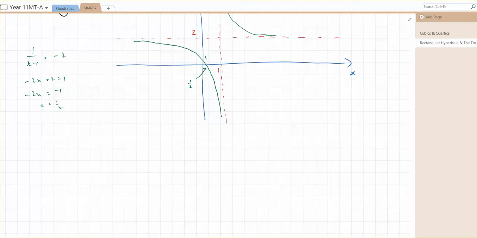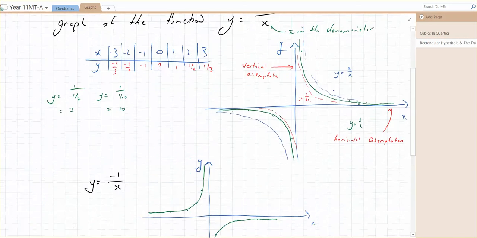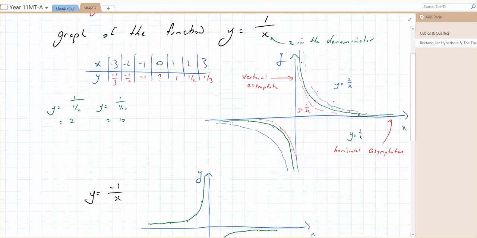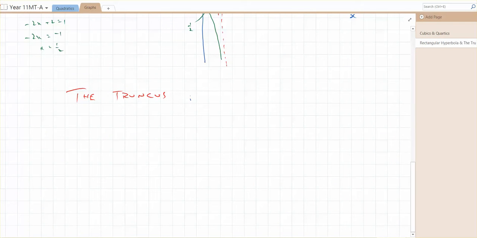You haven't got all night, and we're now going to have a look at the grandly named truncus. The truncus. What a fantastic name that is. So what did I write up here for hyperbola? The result from the graph of the function y equals 1 on x. Well, the truncus results from the graph of the function y equals 1 over x squared. Wow, okay.